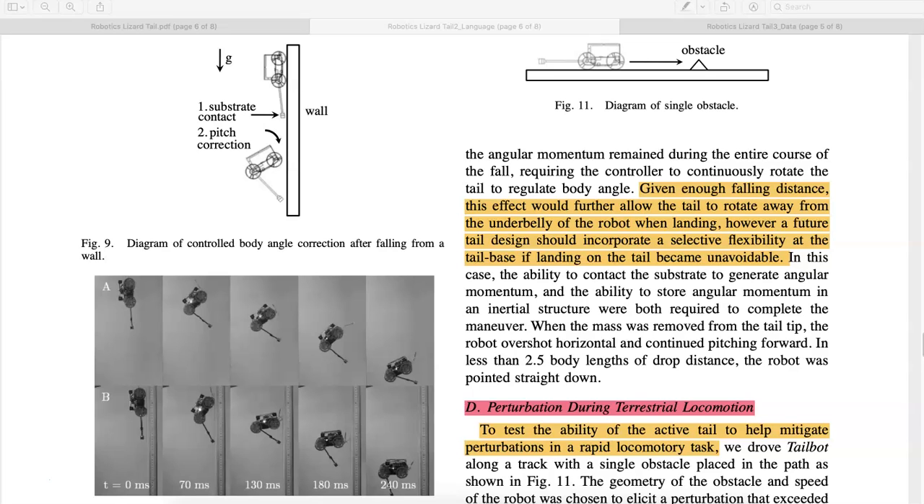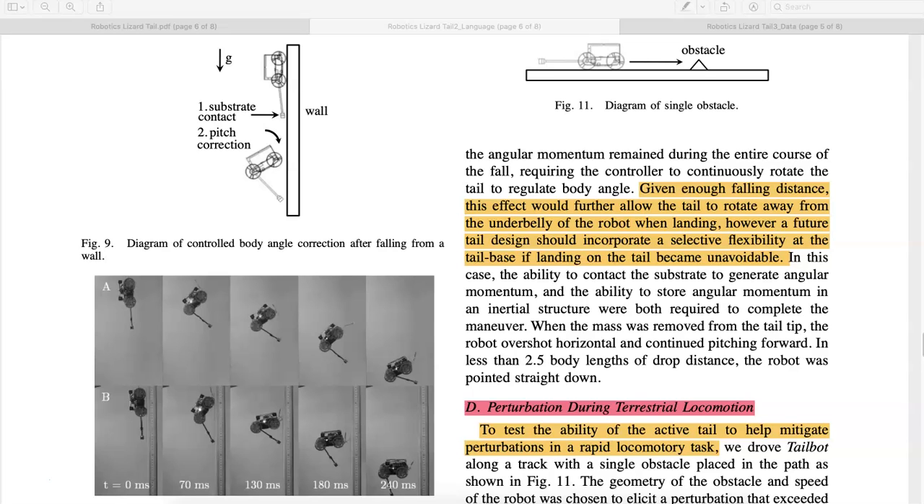Given enough falling distance, this effect would further allow the tail to rotate away from the underbelly of the robot when landing. However, a future tail design should incorporate a selective flexibility at the tail base if landing on the tail became unavoidable. This type of suggestion makes sense since it applies to this very small portion of the report.